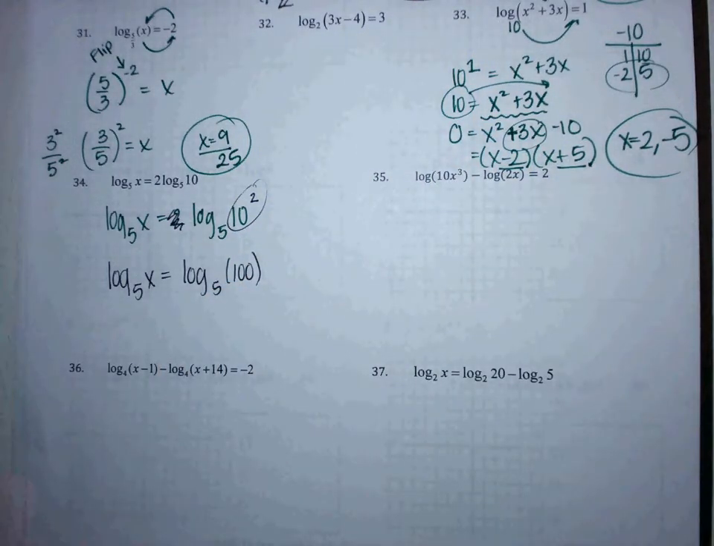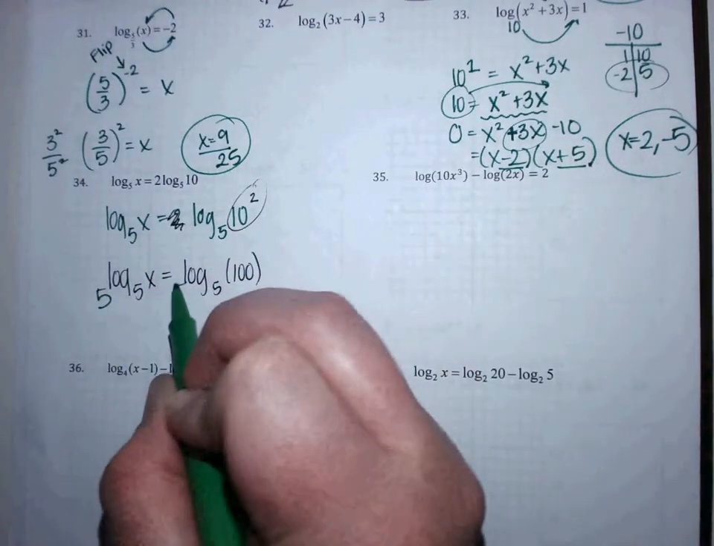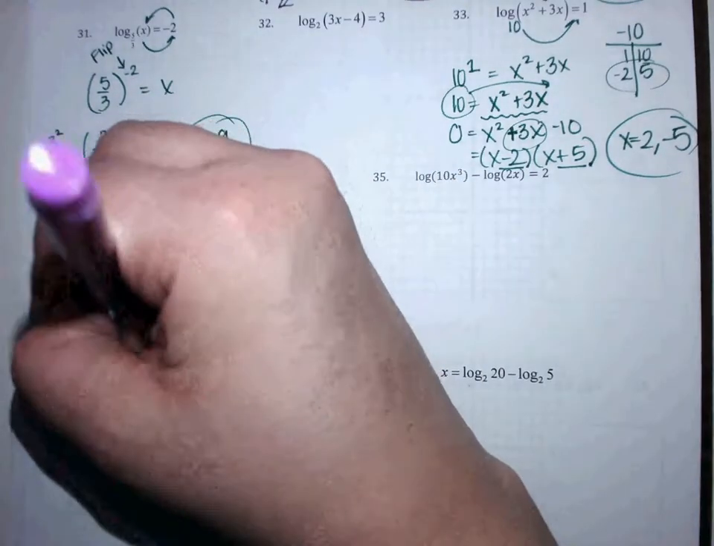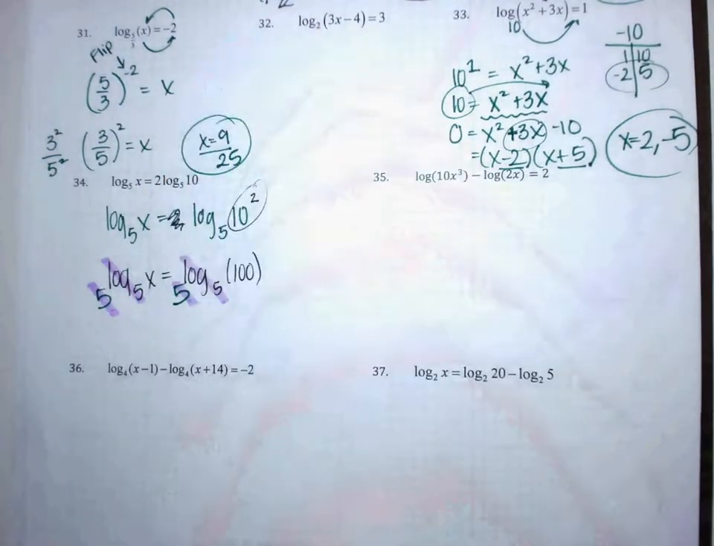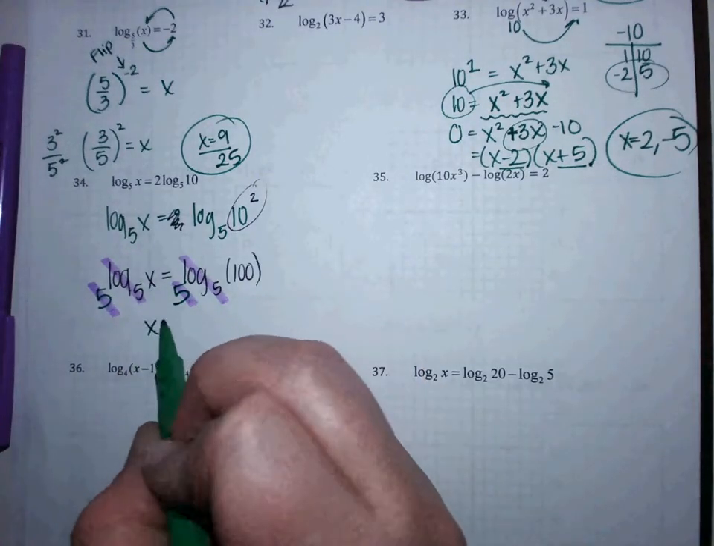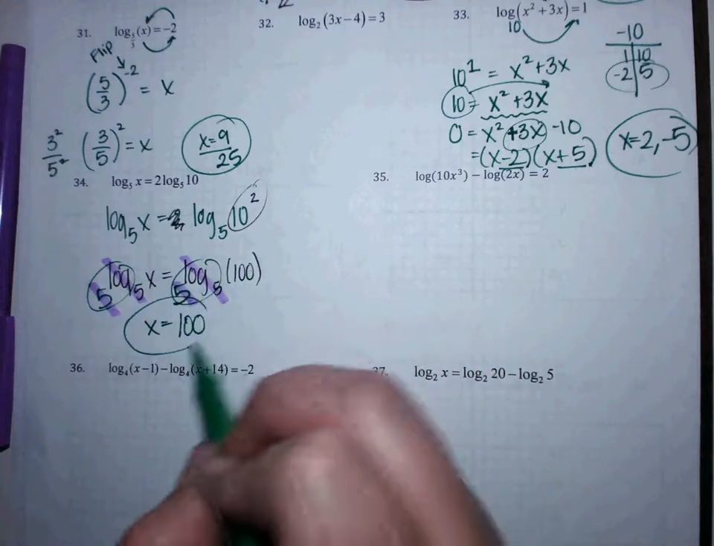And then from there, my 5 and my log 5 can both be canceled if I apply a 5 as the base. So remember, whenever it's a log 5, I can just 5 both sides and cross it out. And then from there I have x equals, this is gone, 100. Bam, done.